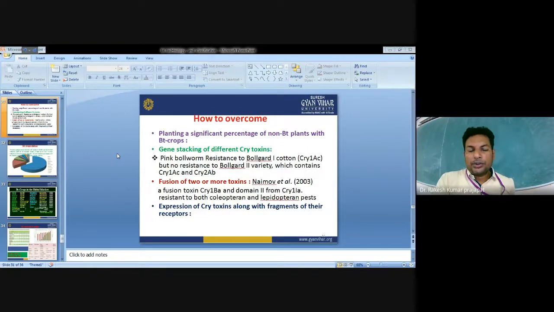How can we overcome all these situations? By planting a significant percentage of non-Bt plants with the Bt crop. That is known as the refuge strategy. You can plant non-Bt crops, so insects will feed on the non-Bt crops, and definitely the insects will not develop resistance.